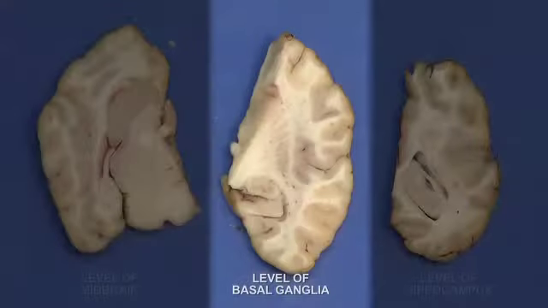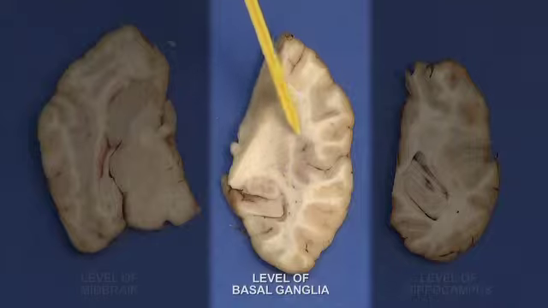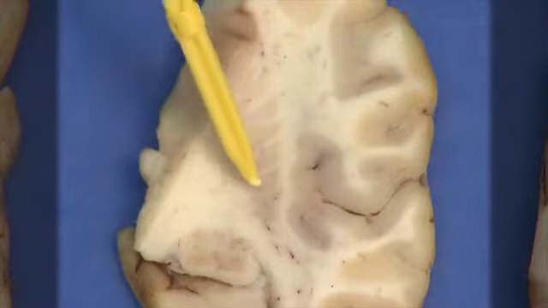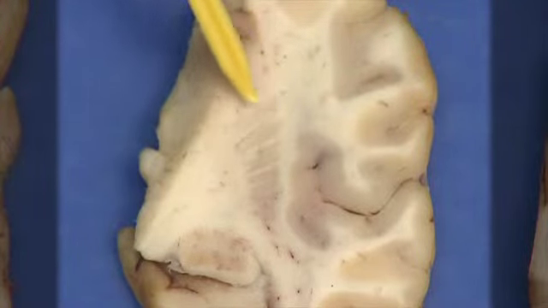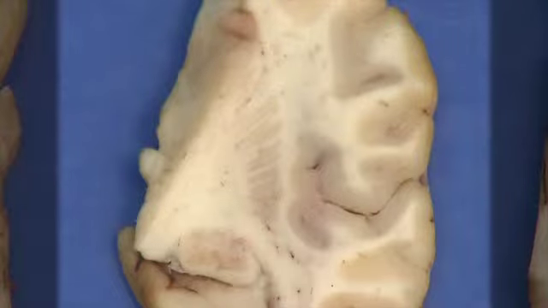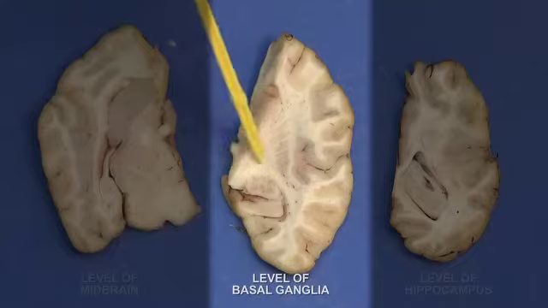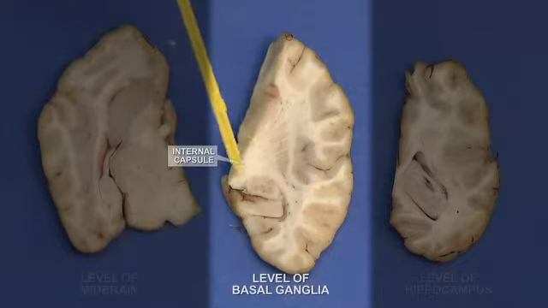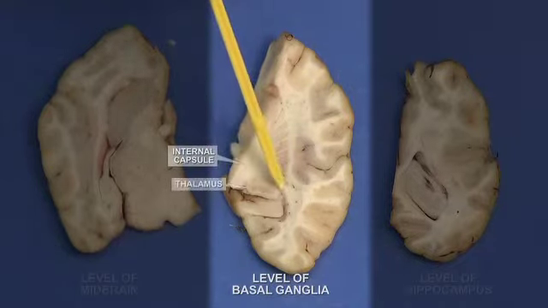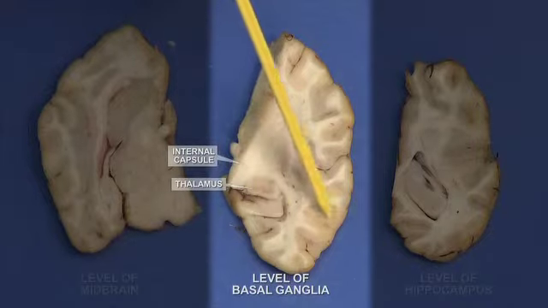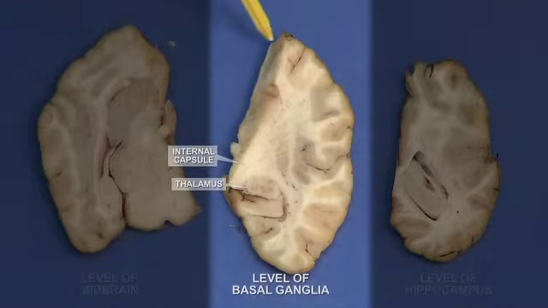So this second cut is a horizontal section through the basal ganglia. The basal ganglia is here, and you can see the striations here very well. That's why it's called corpus striatum. So this is the internal capsule, and this part will be the thalamus. Those are the cerebral hemispheres here.